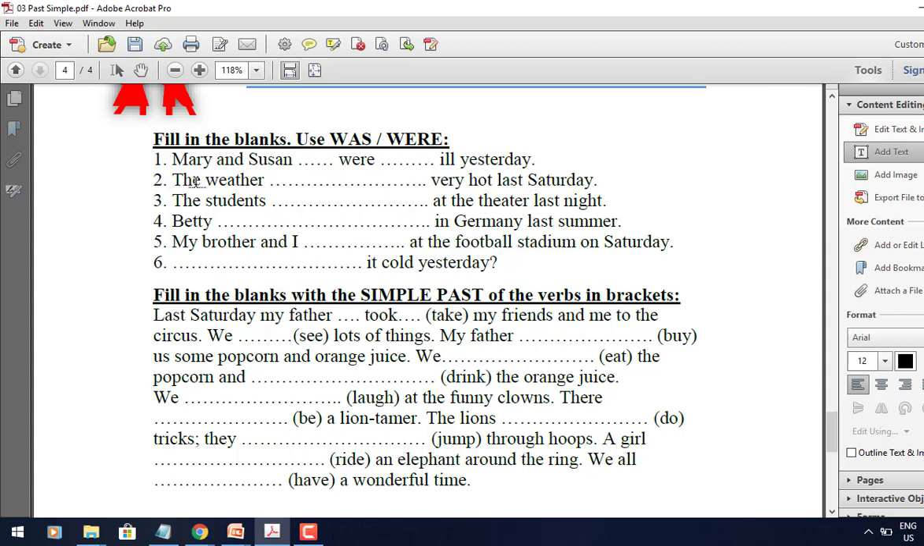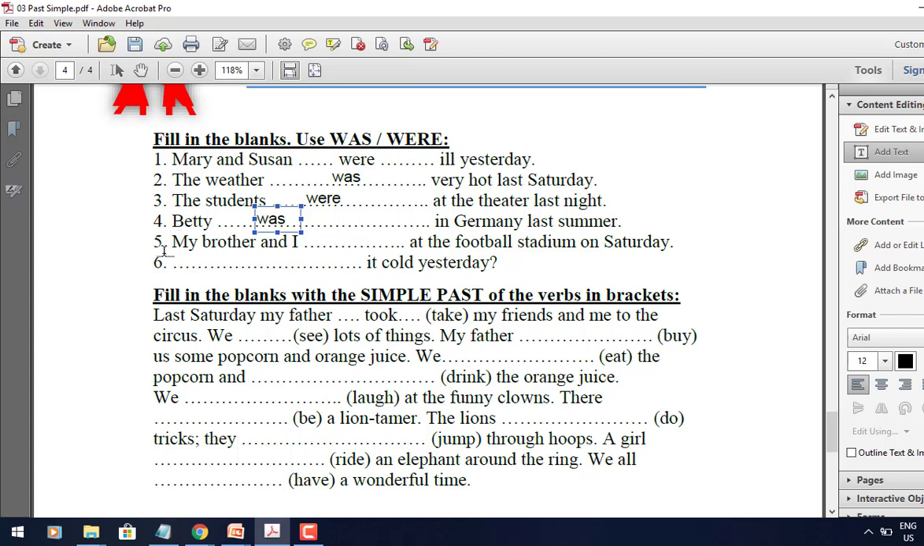Number 2, the weather. The weather is singular, so for the singular we use was. The weather was very hot last Saturday. Number 3, the students. Here the students is a plural noun, so we use were. The students were at the theater last night. Number 4, Betty in Germany last summer. Betty is one, singular, so we use was for the singular. Betty was in Germany last summer.